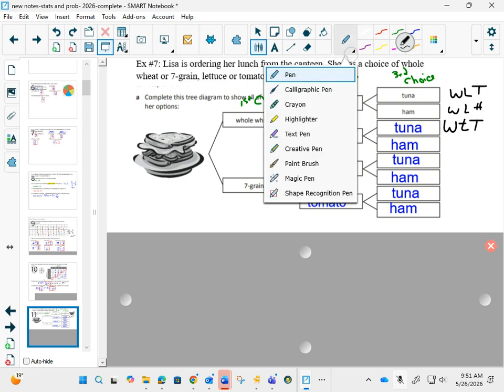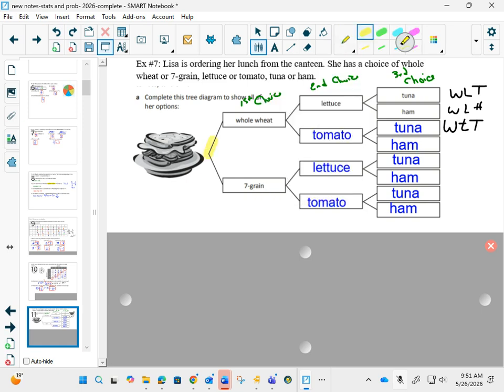If I take a highlighter out here and just do a highlight, this goes this branch to whole wheat, to this branch to tomato, to this branch to tuna, makes whole wheat, tomato, tuna. I don't think I would order that one. That does not sound delicious to me for lunch.